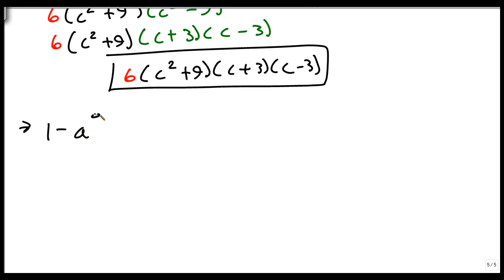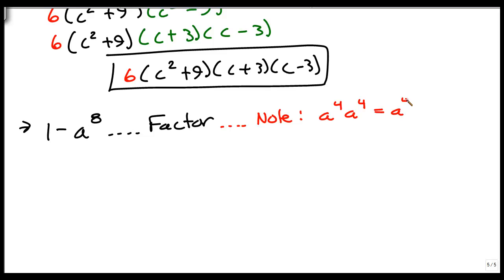Let's look at 1 minus a to the 8th. Our rules are to factor. Now when I look at 1 minus a to the 8th, it doesn't look like difference of perfect squares because a to the 8th doesn't look like a perfect square. But I would like you to note something here. A to the 4th times a to the 4th is a to the 4 plus 4. When you multiply like bases, you add exponents, and I get a to the 8th. So a to the 8th is a perfect square. It just doesn't quite look like one. It's kind of in disguise. So, difference of perfect squares, even though it doesn't quite look like it right away.